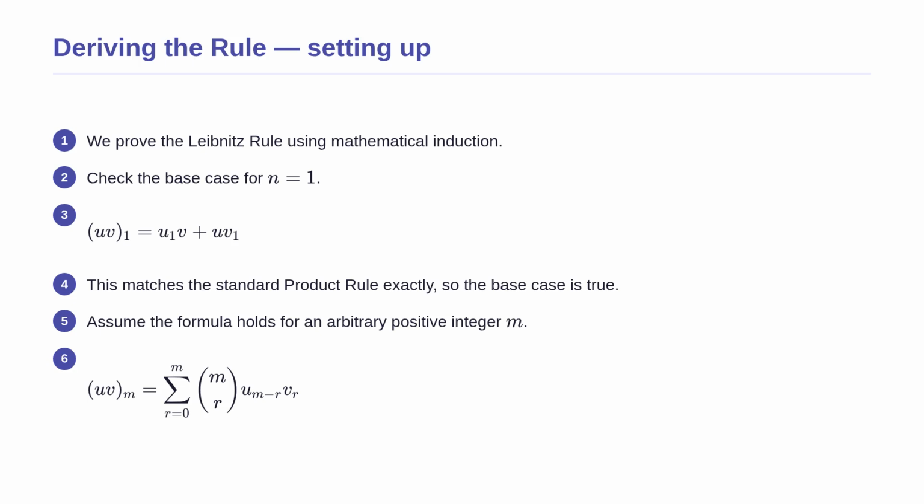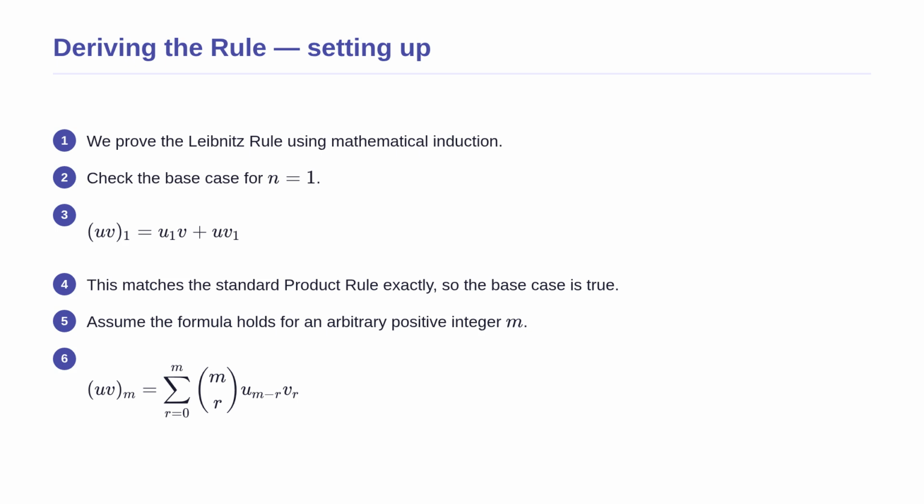Now that we have successfully used the formula, let us understand why it works by deriving it using mathematical induction. Think of mathematical induction like knocking over dominoes. First, we check the base case where n equals 1. This gives us the standard product rule, which we know is undeniably true. So the first domino has successfully fallen.